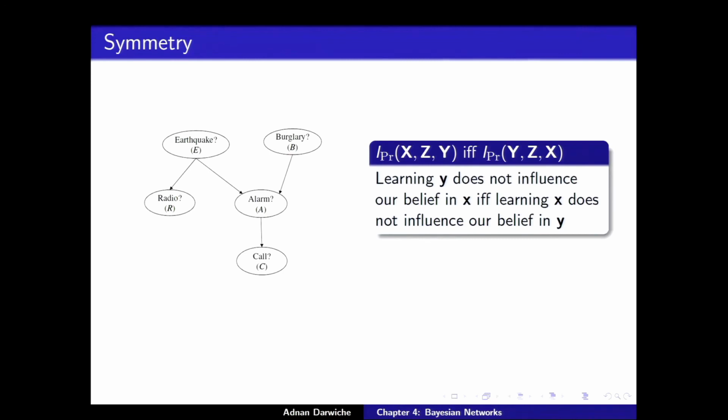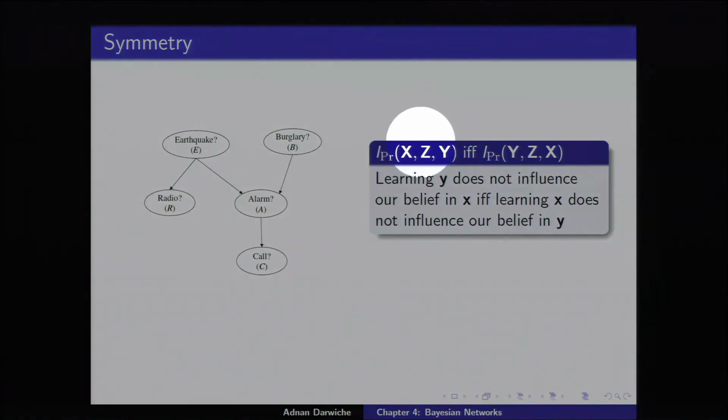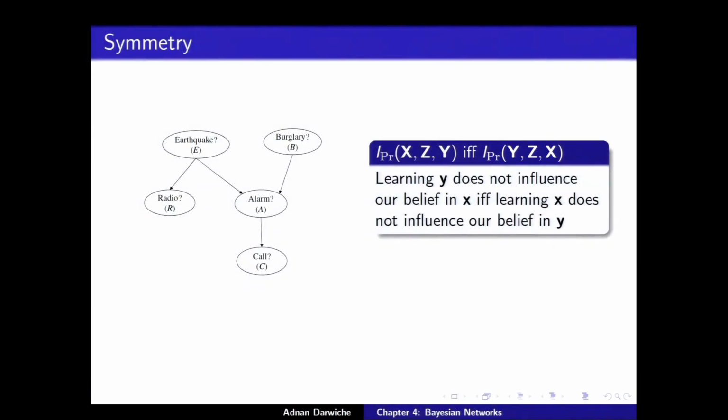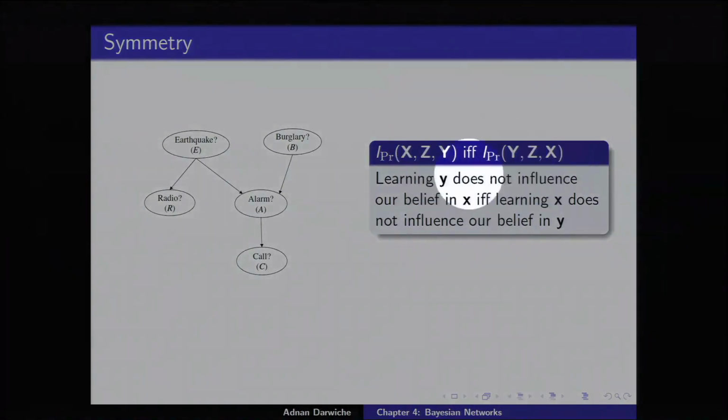Here's the first property. It's called symmetry. And what basically this says, if X is independent of Y, in fact, I'm going to try to use more relevance today. If Y is irrelevant to X in the presence of Z, that once you know Z, Y becomes irrelevant to X, then the opposite is also true, right? Learning Y does not influence our belief in X if and only if learning X does not influence our belief in Y.